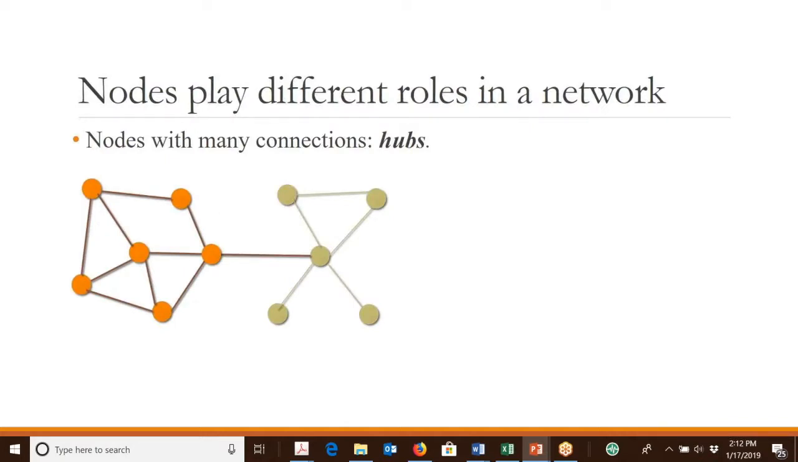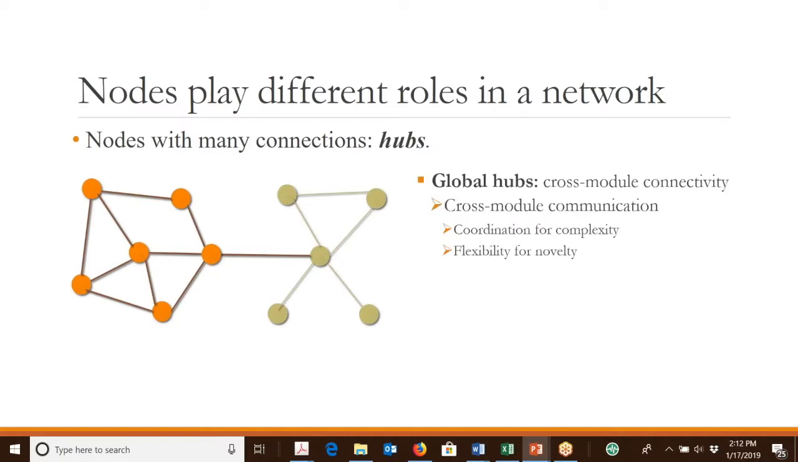Modularity is a characteristic of the network as a whole, and it emerges from the relationship between nodes, and nodes themselves can play different roles in a network. Nodes that have many connections to other nodes are called hubs, and what we'll call global hubs are nodes that have high cross-module connectivity.